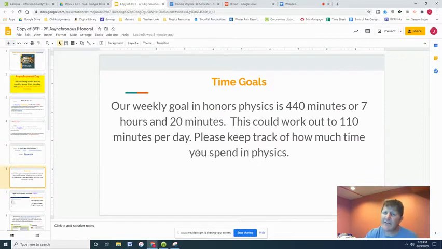Again, keep track of your time goals. Looking at what your feedback was for last week, the majority of you were within that 7 to 8 hour range. There were a few people that were below and a few people that were above, but the vast majority of you were doing great on time. So hopefully that will hold true throughout this week.